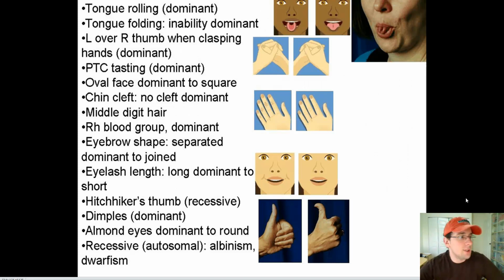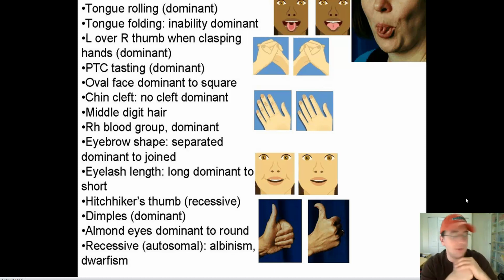Let's see some more. Tongue rolling is a dominant trait. Tongue folding, which is actually a dominant inability. Having your left thumb over the right thumb is actually dominant. I'm recessive for that because I actually always put my right thumb on top. Being able to taste PTC, we're going to do that lab in class, is actually dominant. Recessive is the other way around. Having an oval face is actually dominant, as is having a cleft chin over having no cleft chin. Having hair on your mid-digit is dominant over having no mid-digit hair. Being Rh positive is dominant over being negative. Having separated eyebrows is dominant over having joined eyebrows.